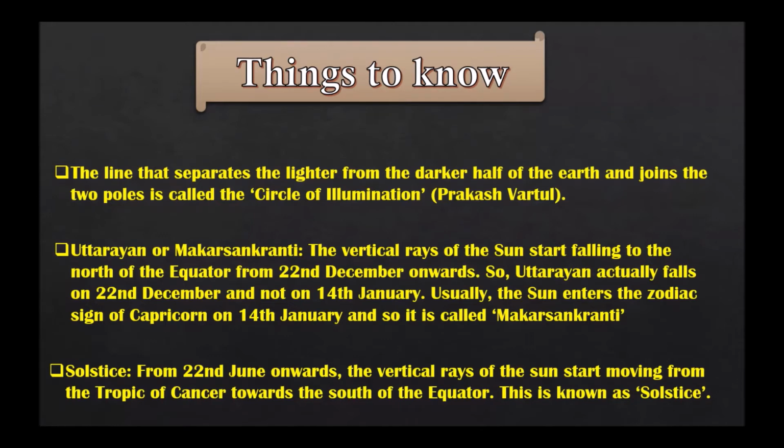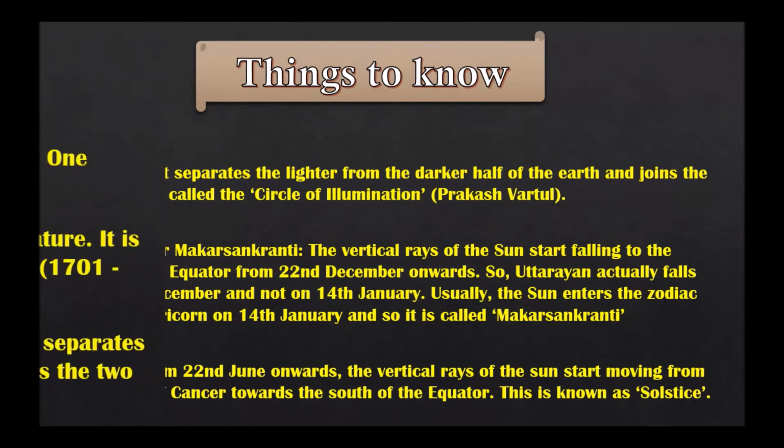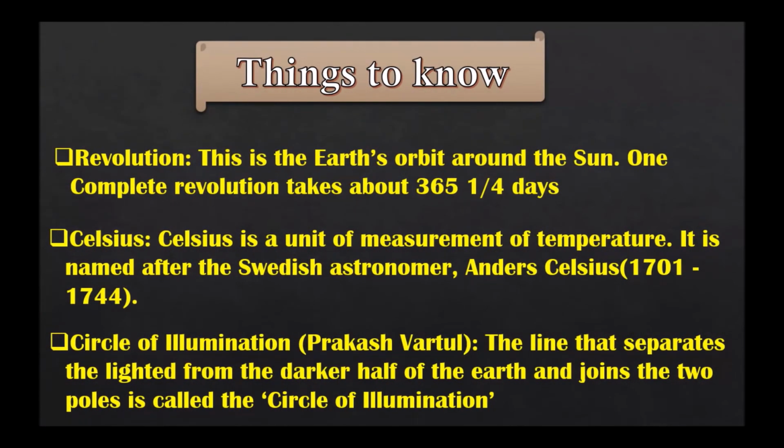Solstice. From 22nd June onwards, the vertical rays of the sun start moving from the Tropic of Cancer towards the south of the equator. This is known as solstice. Revolution. This is the Earth's orbit around the sun. One complete revolution takes about 365 and 1/4 days.